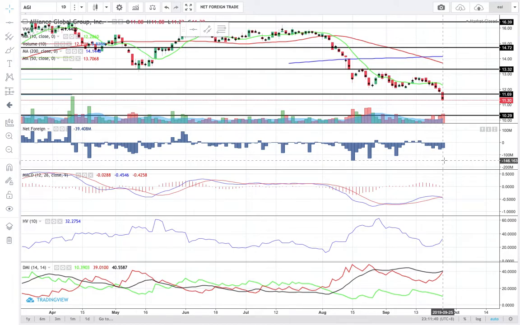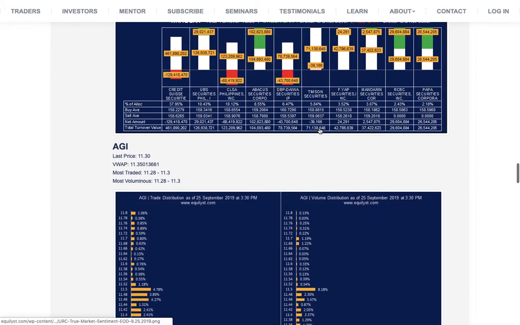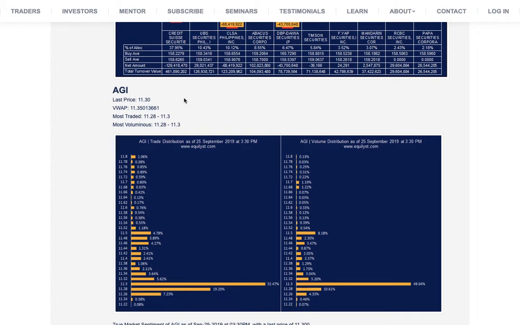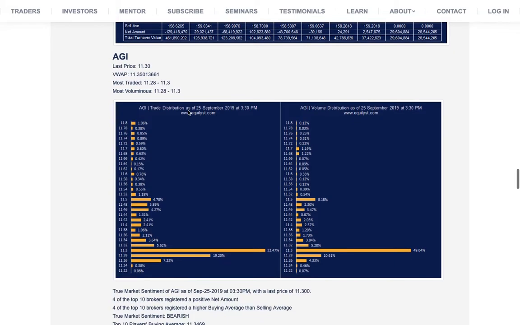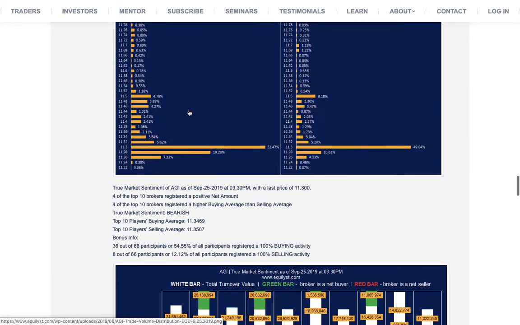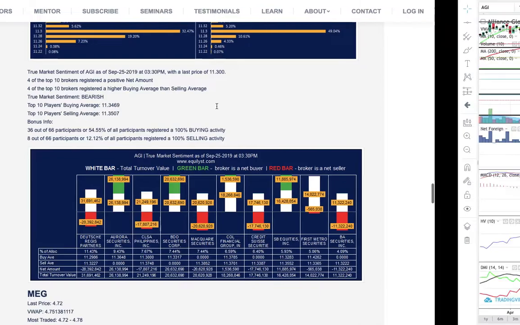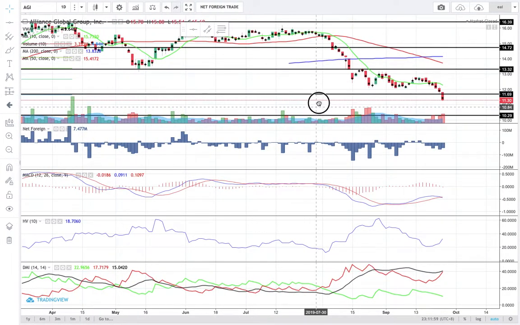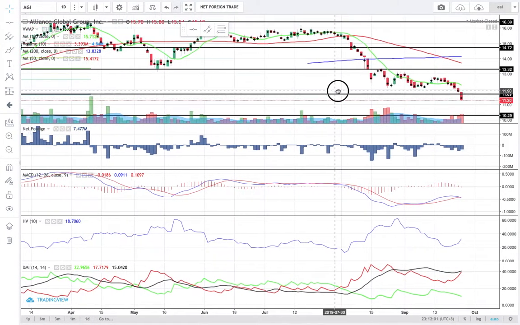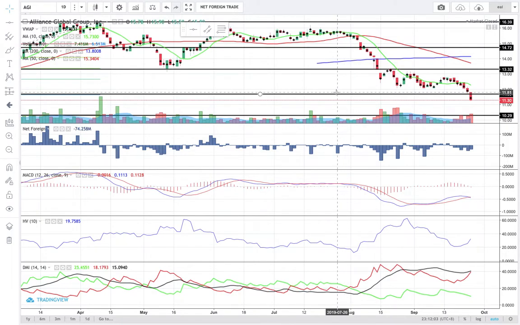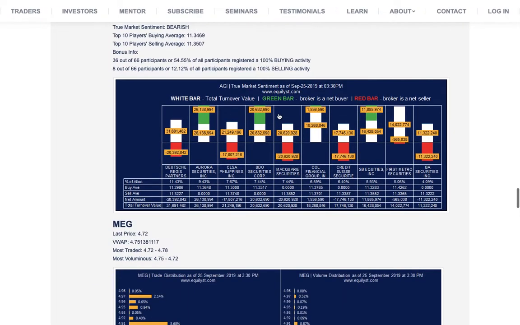The momentum power indicator is bearish, the risk level is low, and the downtrend is confirmed very strong based on the DMI and ADX chart. The last price is lower than the VWAP. Again, it's a bearish momentum power indicator. It's also a bearish true market sentiment. The downtrend is still more likely to continue, so avoid AGI. No buy signals, no top-up signals.